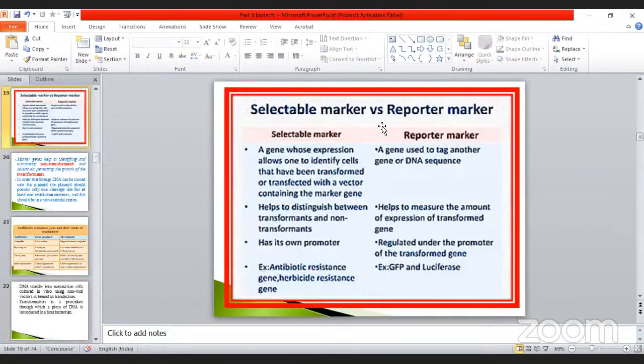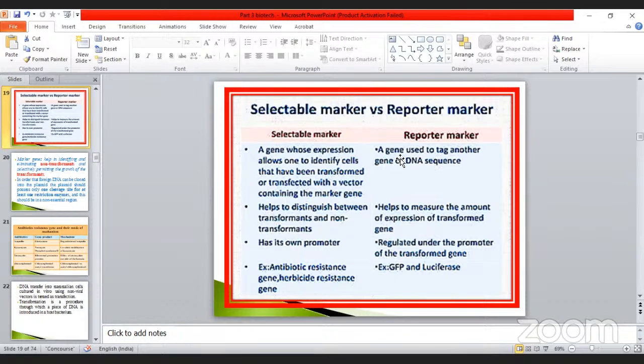What are the selectable markers? What is the difference between a selectable marker and a reporter marker? See that one. There are two or four points given here. A selectable marker is a gene whose expression allows one to identify cells that have been transformed or transfected with a vector containing a marker gene. Normally the vector with the marker gene is also very, very important.